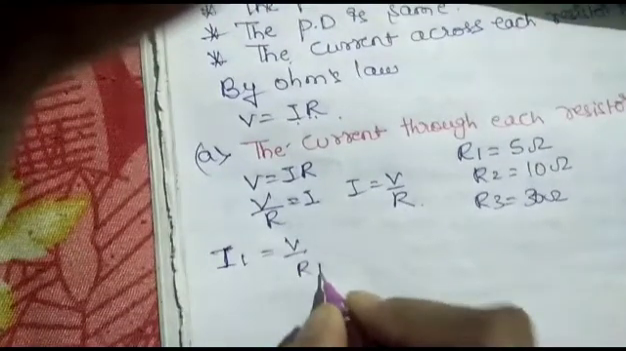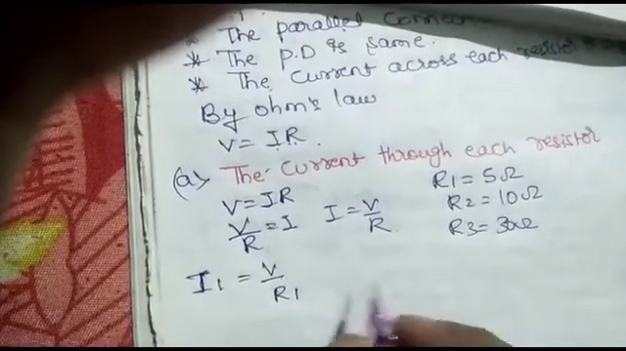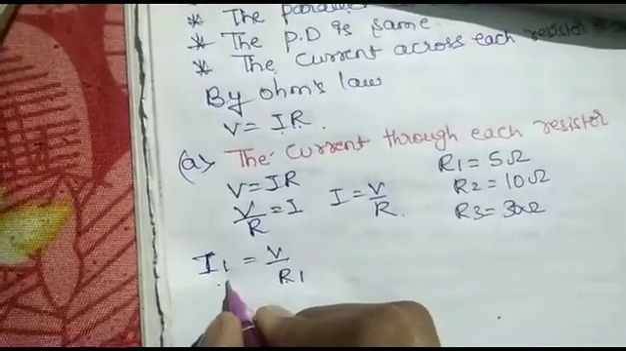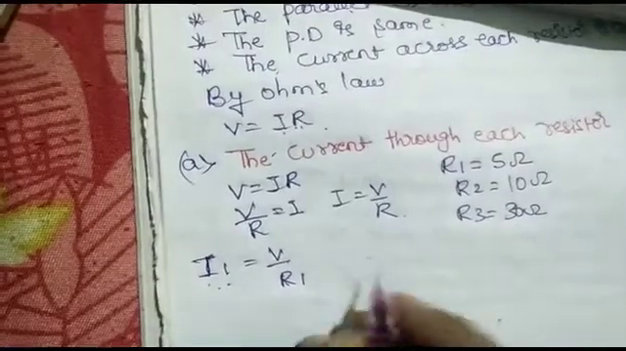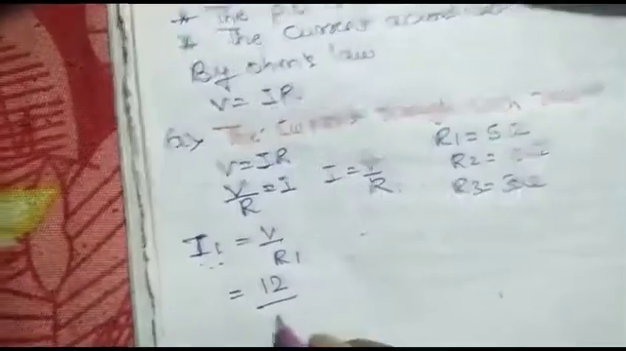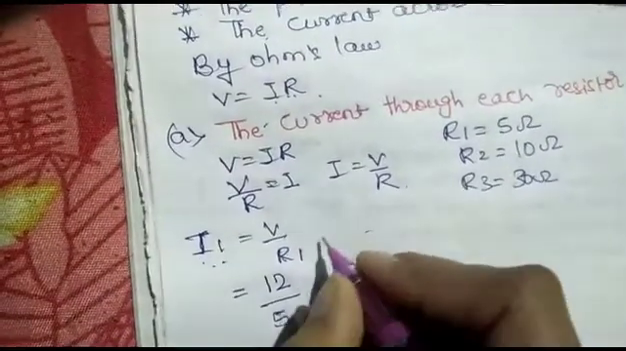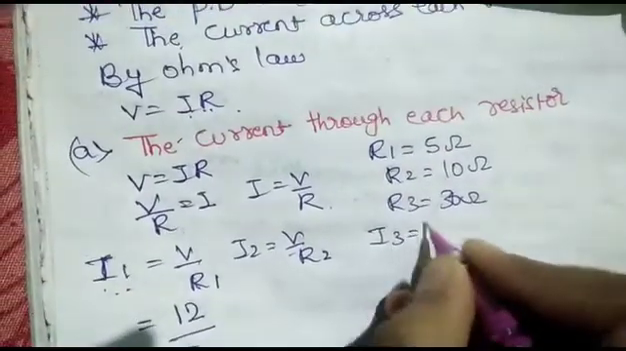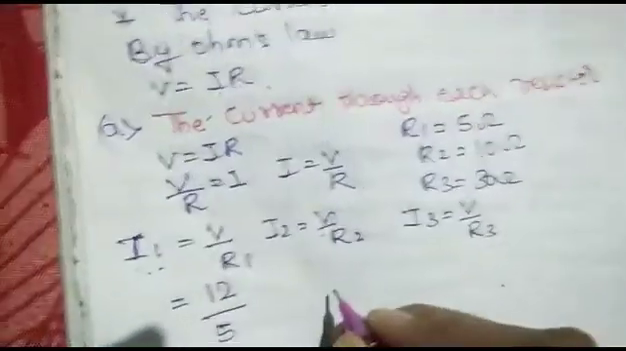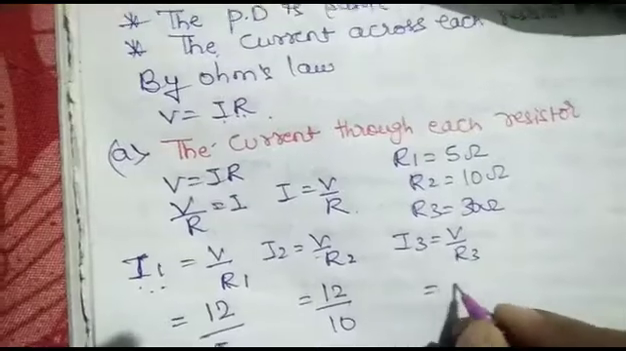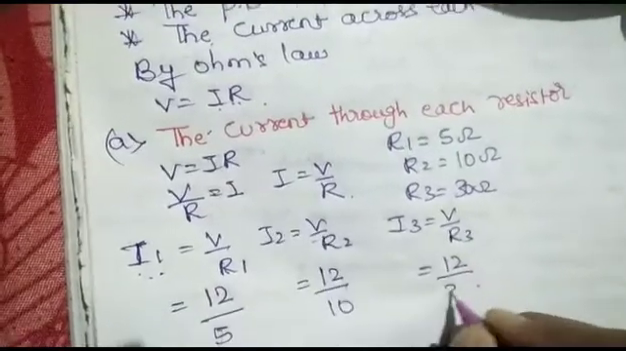So we have to know the current taking place here: first I1, that is through R1 resistance, and R2 resistance. Put the value as 12 volt divided by the R1 value, 5 ohm. Like that, I2 equals V by R2 and I3 equals V by R3. So put the values again: 12 divided by 10 ohm and here 12 divided by 30.